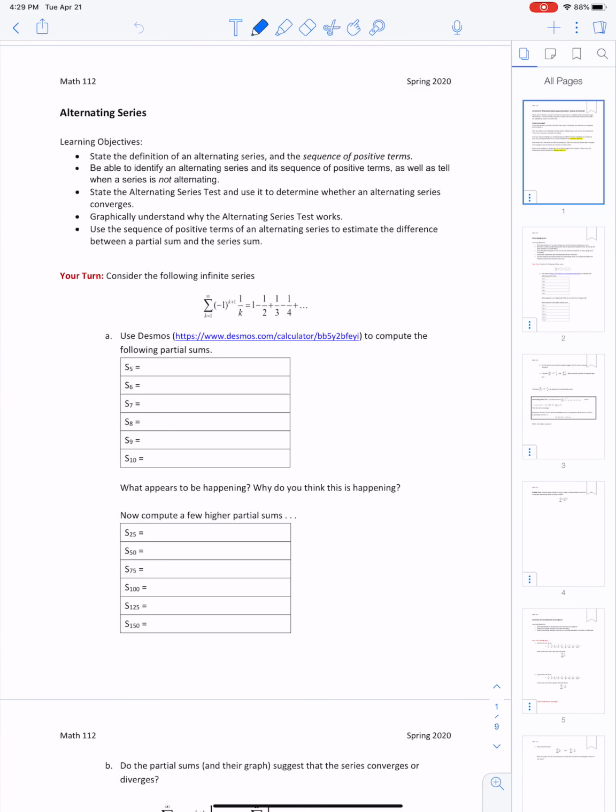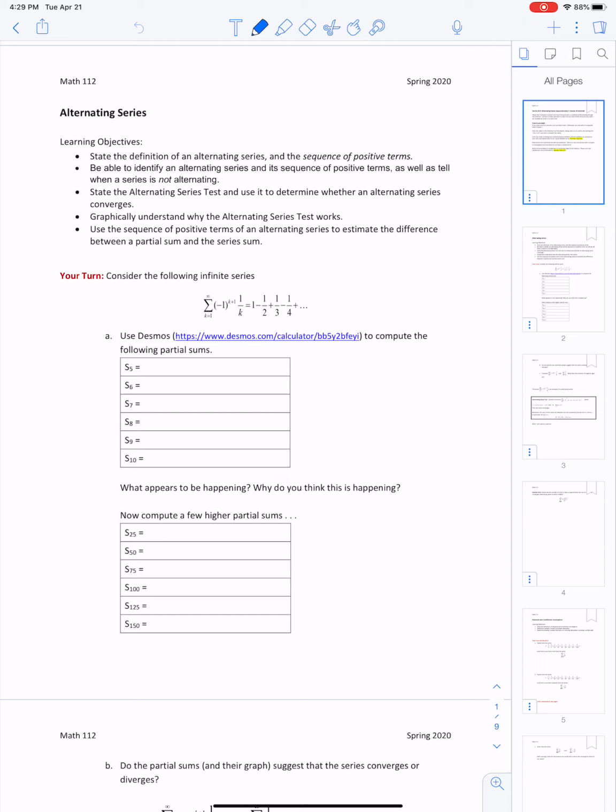All right, so today we're going to be talking about series that do not have all positive terms. And so we'll be considering several different kinds of series. We're going to start with alternating series. And so those are series that alternate between terms that are positive and terms that are negative.